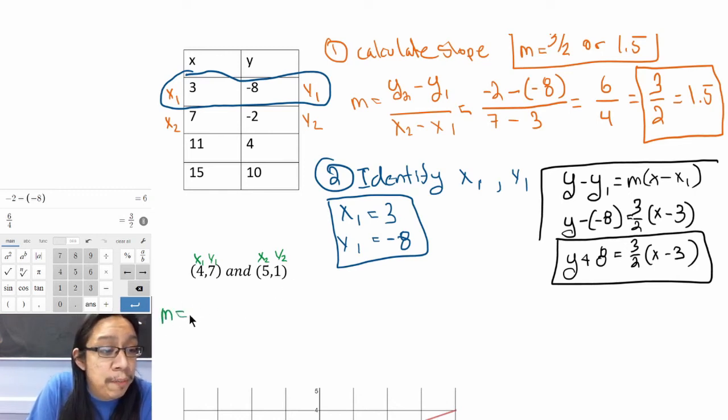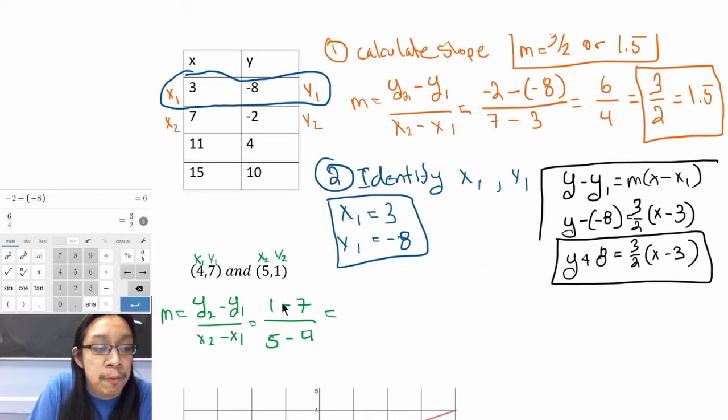So here's our slope. y2 minus y1 divided by x2 minus x1. So y2 is 1 minus y1 is 7 divided by x2 is 5 minus x1 is 4. So 1 minus 7 is -6 divided by 5 minus 4 is +1. So when we simplify this, we will get -6. So right off the bat, we know that m is equal to -6.